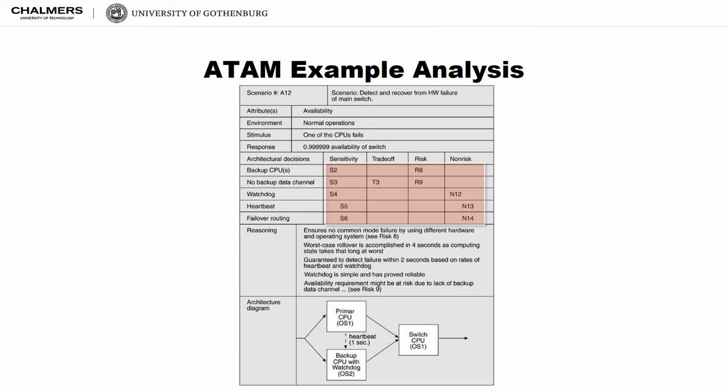The risks, non-risks, sensitivity points, and trade-off points are gathered in separate lists. The numbers R8, T3, S4, and 12, and so forth in the figure are simply pointers into these lists.